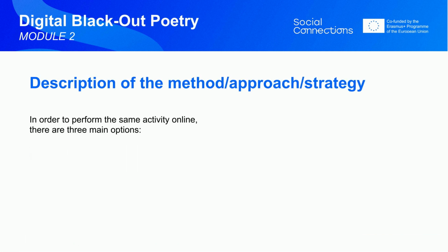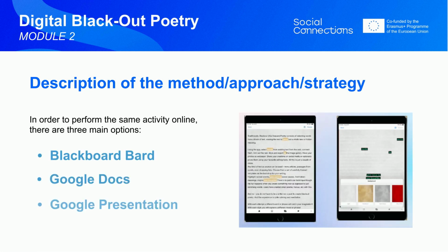In order to perform the same activity online, there are 3 main options. First, you can use a dedicated app such as Blackout Board, available for Android as well as for iOS. The app can be very helpful as it facilitates the whole process and allows to get nicely designed outputs effortlessly. However, it should be noted that it is only available in English and requires quite advanced ICT skills.